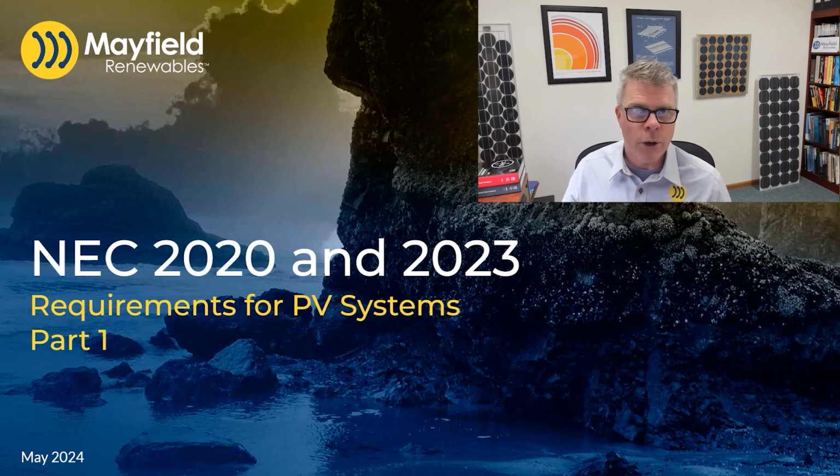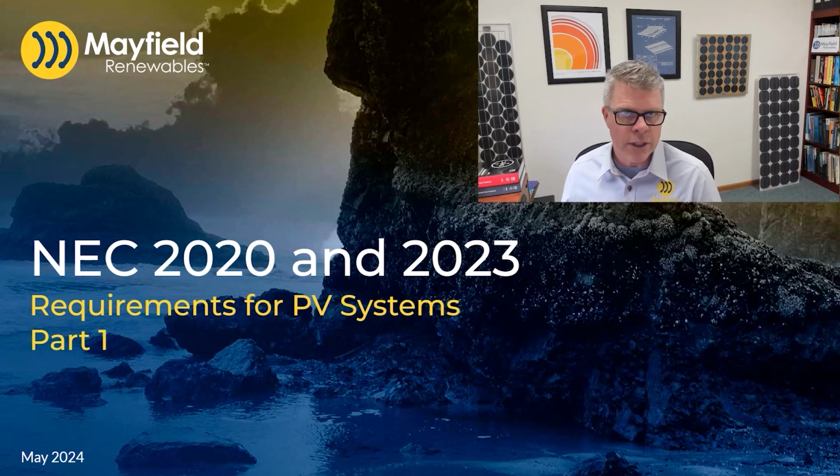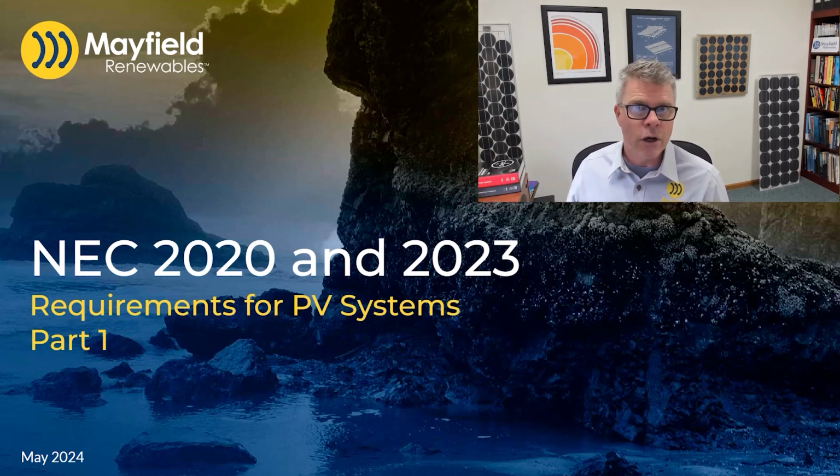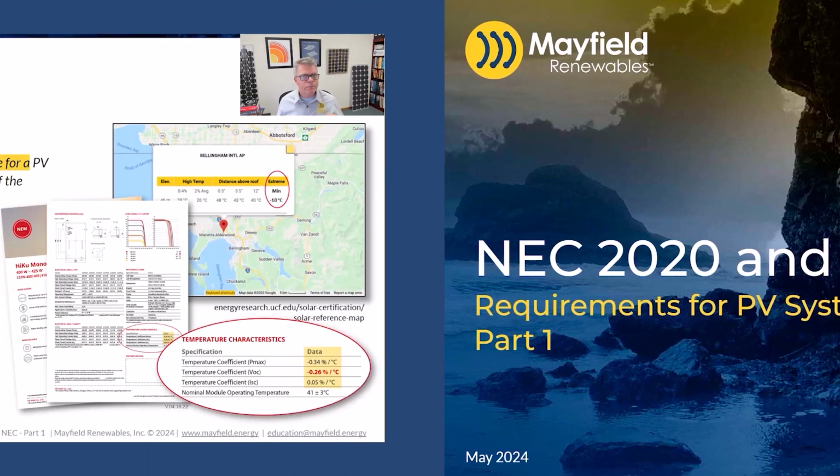And in this first part, we're really going to look at a few things on the front end of the code, and then we'll jump into 690 and do those front few sections before we jump into the back end, and then Article 705 in the other parts of this course.